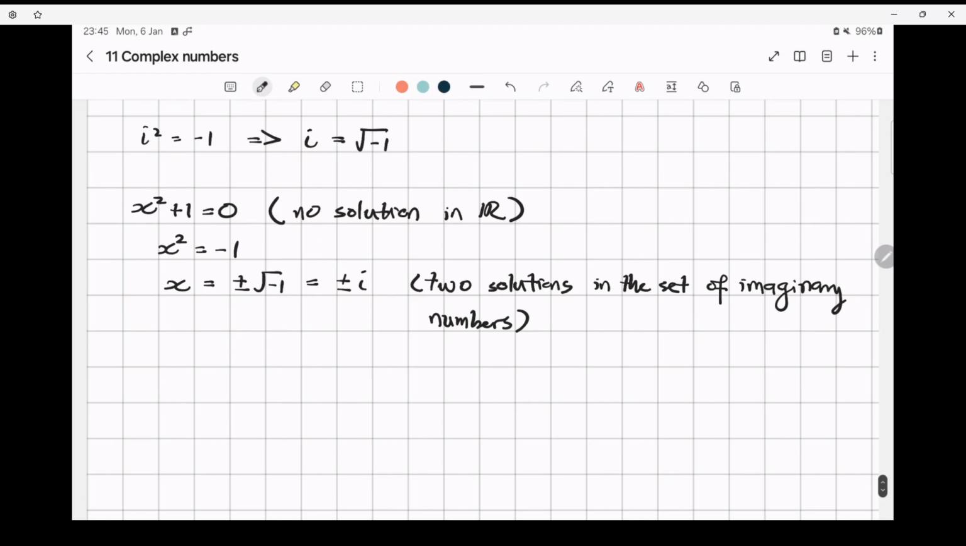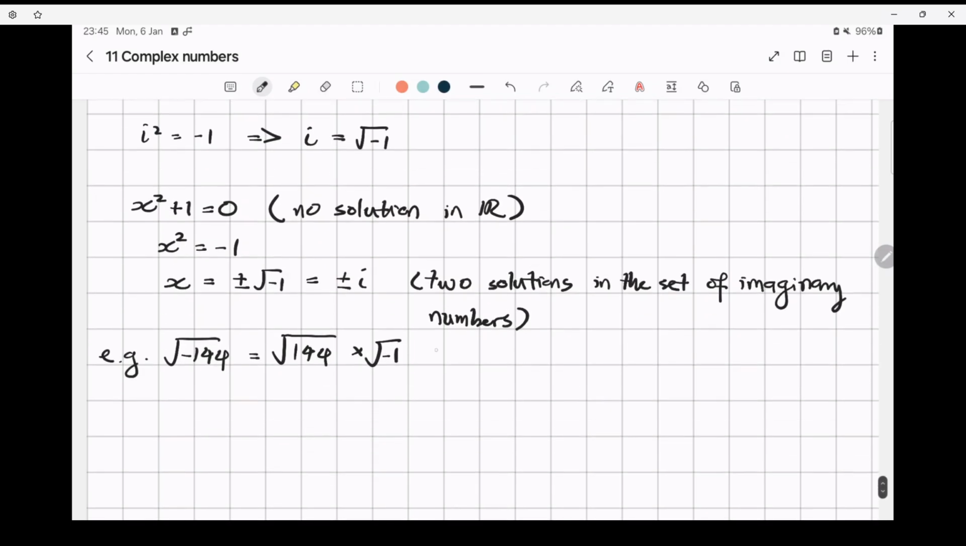Okay, so for example, if you have square root of -144, you can write this as square root of 144 multiplied with square root of -1. So in the end, you would get 12i.